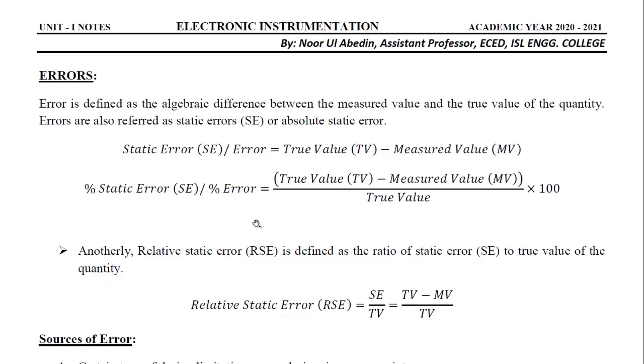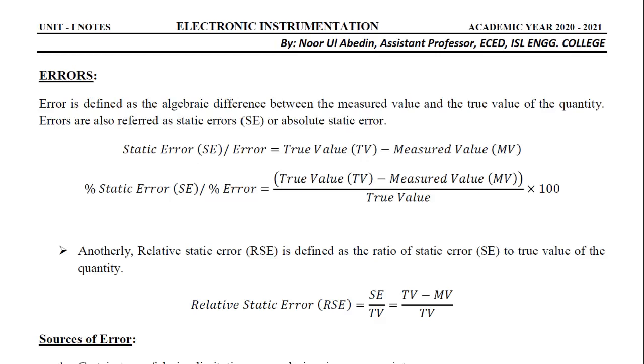Now coming to the important topic, which is errors. As you know, errors are very important in measurement because no doubt some errors happen, and we'll be discussing the different types of errors that are possible. Now what is error? Error is the algebraic difference between the measured value and the true value of the quantity. The other name of error is static error or absolute static error.